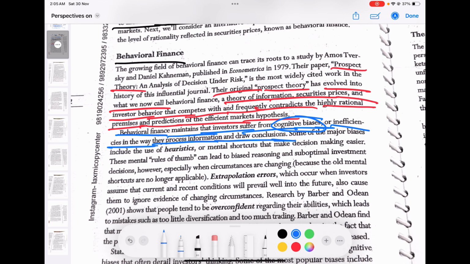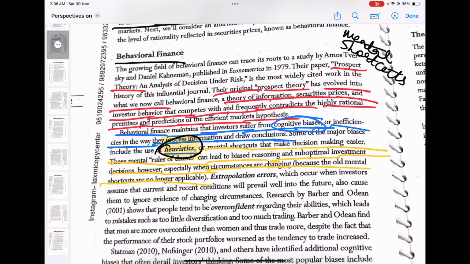Some of the major biases include the use of heuristics. Now what is heuristics? Let me also highlight this so that you remember. Heuristics are mental shortcuts that make decision making easier. These mental rules of thumb can lead to biased reasoning and suboptimal investment decisions, especially when circumstances are changing, because the old mental shortcuts no longer appear applicable. So whenever you talk about heuristics, you need to know that they are talking about mental shortcuts.